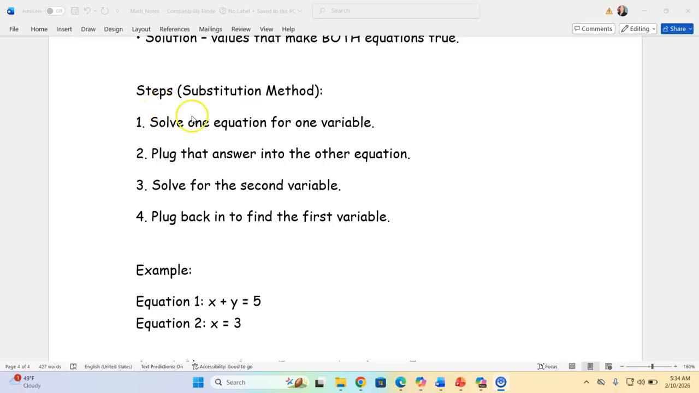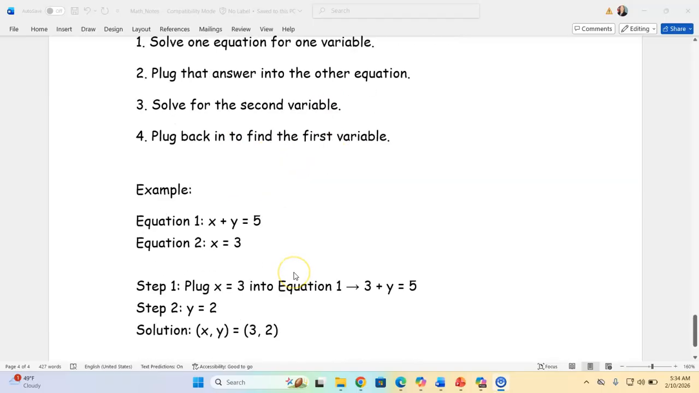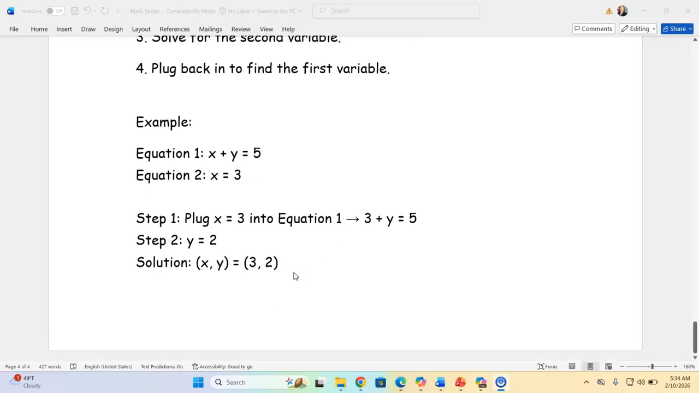So here you're going to solve one equation for the variable, and then you're going to plug that into the other one, okay? So it's a lot of steps, but it's honestly pretty straightforward. And once you solve for one variable or letter, then you're going to plug it into the equation and solve for the second variable. So let's just look and see what that looks like.